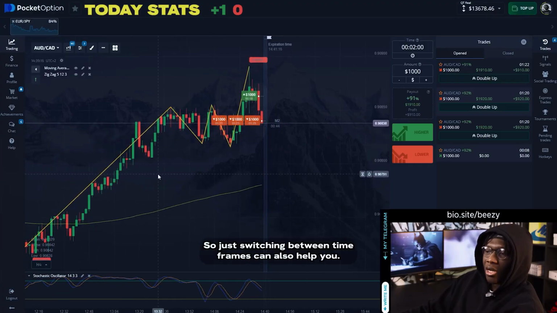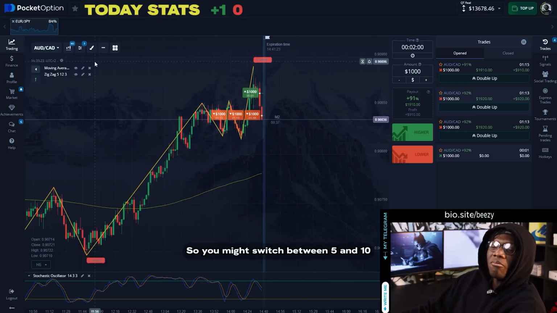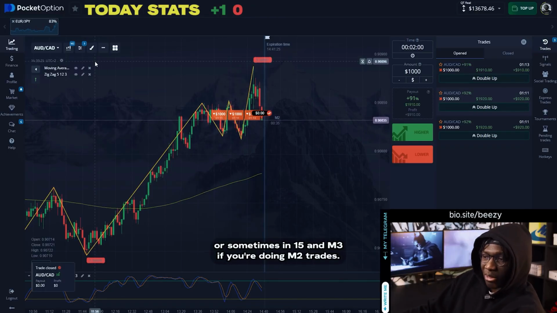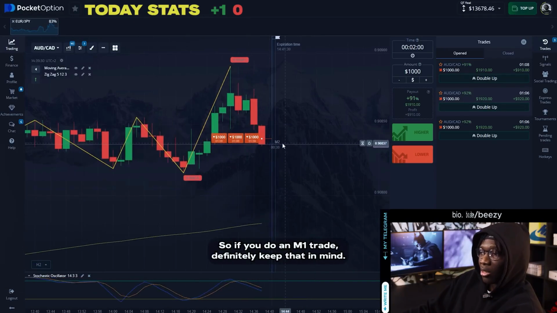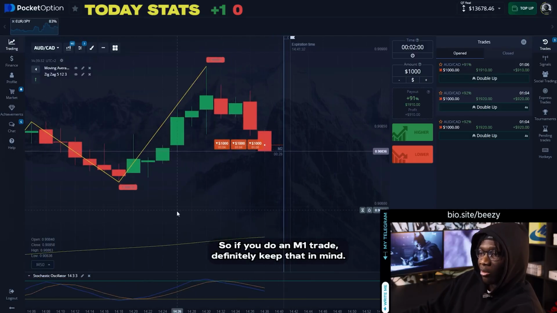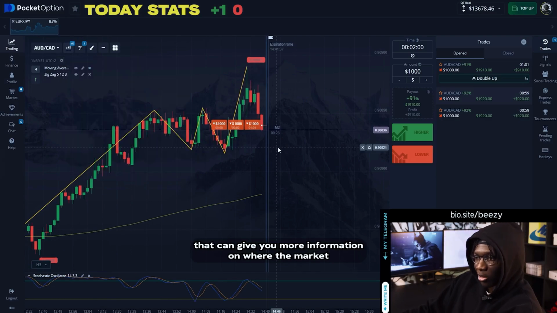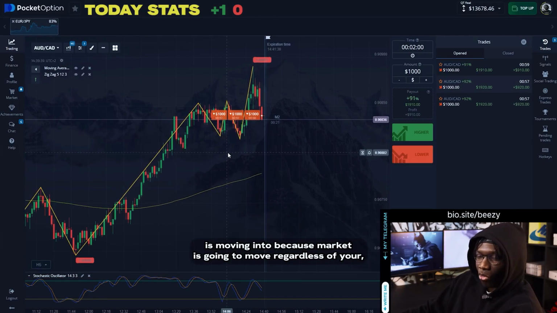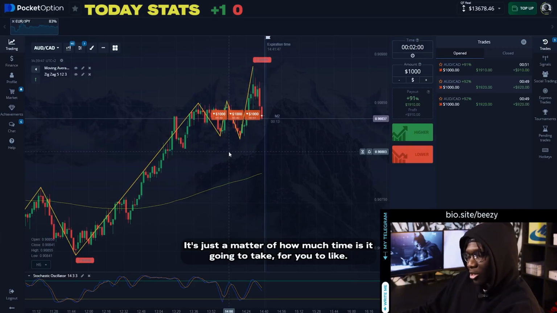So just switching between time frames can also help you, but sometimes you also have to think about how things can change very quickly. So you might switch between M5, M10, or sometimes M15 and M3 if you're doing M2 trades, or if you're doing M1 trades. Definitely keep that in mind, because you look at the scalp, you're looking for anything that can give you more information on where the market is moving into, because the market is going to move regardless of your time frame, whether you're in M1 or 1 hour or 4 hours. It's just a matter of how much time it is going to take for you to enter into your trades.